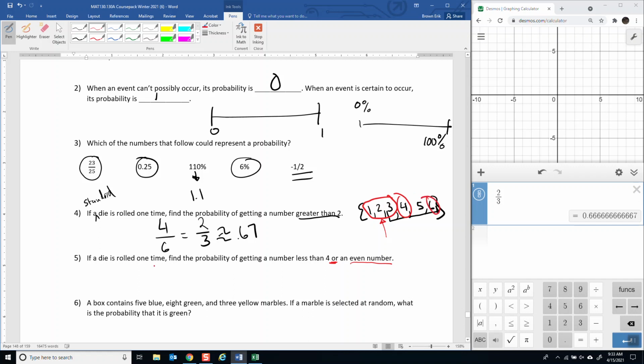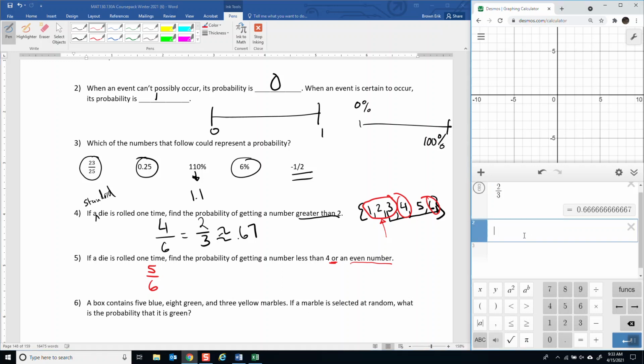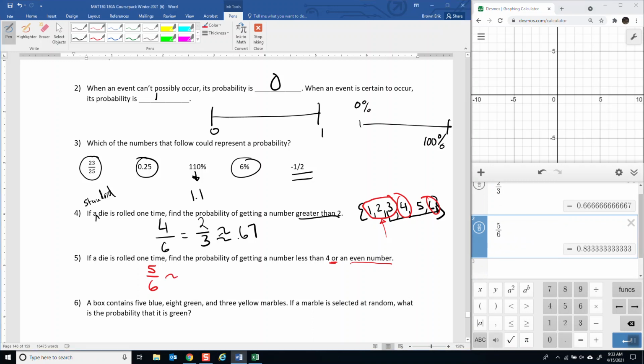So there's 5 out of 6 ways we can roll a number that is less than 4 or an even number. Notice if we convert this to a decimal, it's about 0.83. By the way, I should also note we could write these both as percentages.